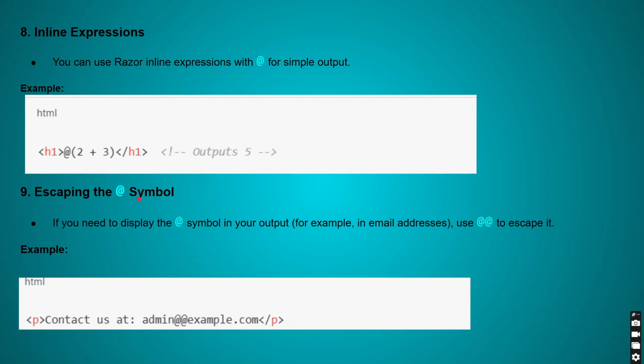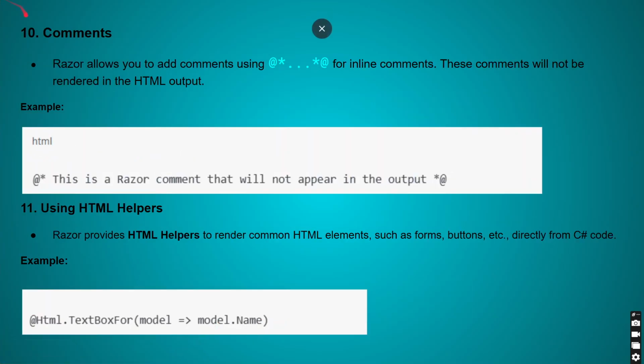Escaping the @ symbol. If you need to display the @ symbol in your output, for example in an email address, use double @ to escape it. Look here, we have a p tag: contact us at admin@@example.com. The first @ is the escape for the C# syntax, and the next @ is the normal @ symbol for the email address. The 10th point is comments.